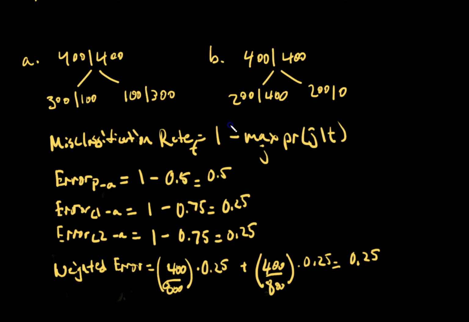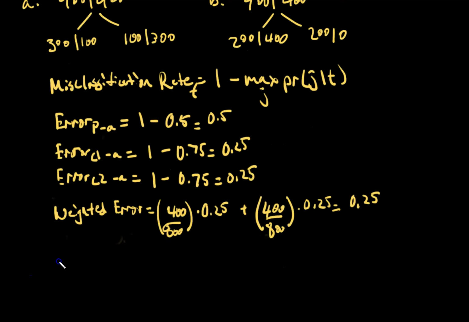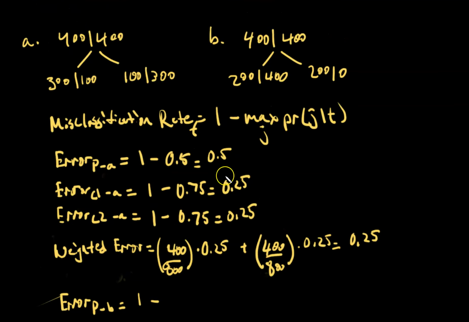Now let's look at this decision tree right here. What's the error of this decision tree if we were to use the error rate specified by this formula right here? So same thing. Let's start with the parent node. It'll be error of P of B is equal to 1 minus, so we had the same starting point, so it's going to be the same thing, 1 minus 0.5.